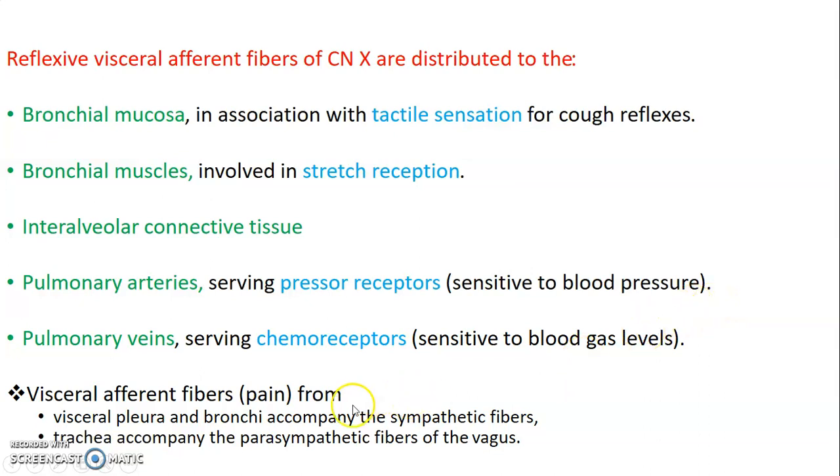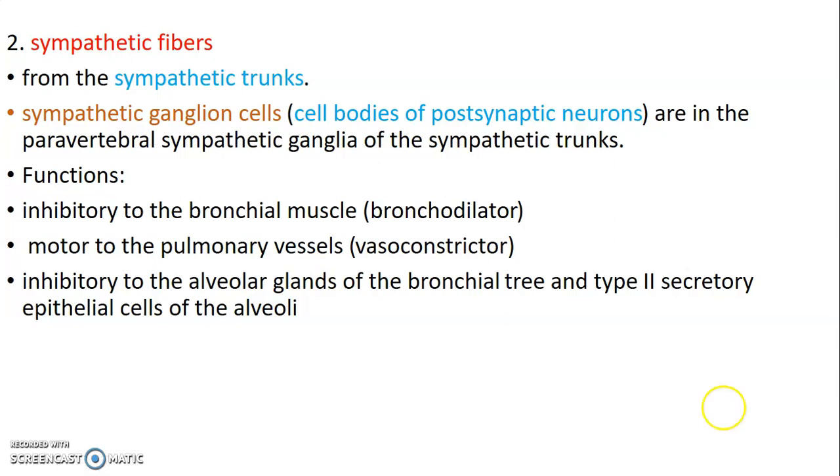So we have visceral pain fibers from visceral pleura and the bronchi. They follow the sympathetic fibers, while the pain fibers from the trachea will follow the parasympathetic fibers of vagus. So from the lungs, the visceral pleura and the bronchi, they follow sympathetic, and the trachea, pain fibers will follow parasympathetic of vagus.